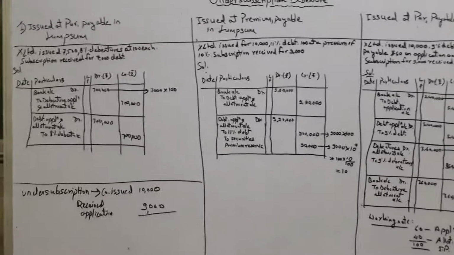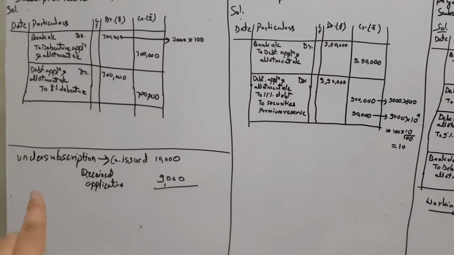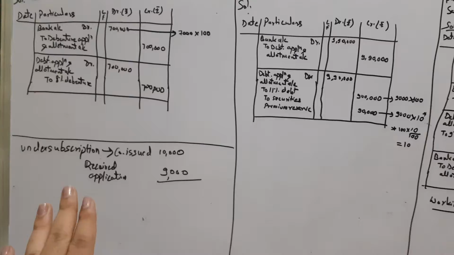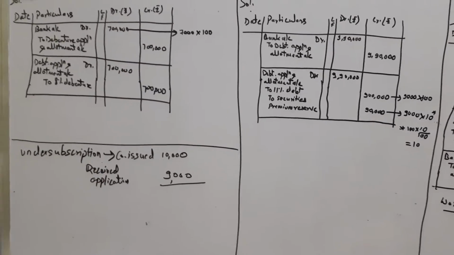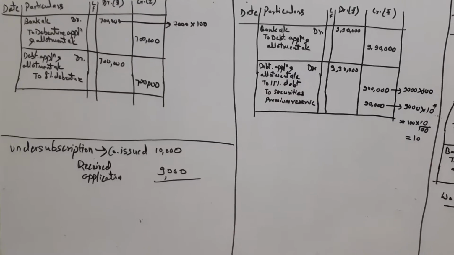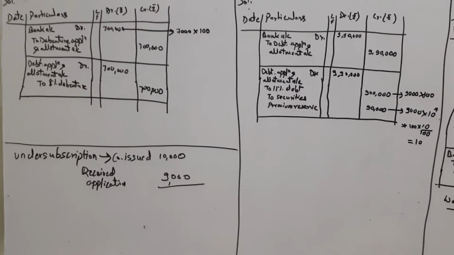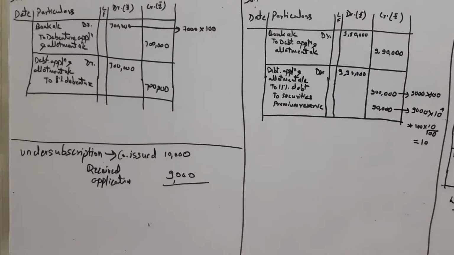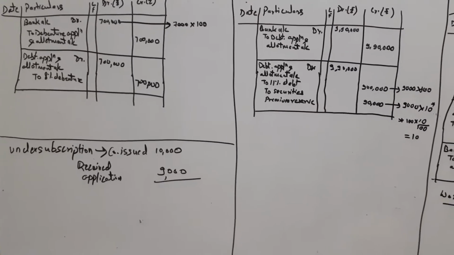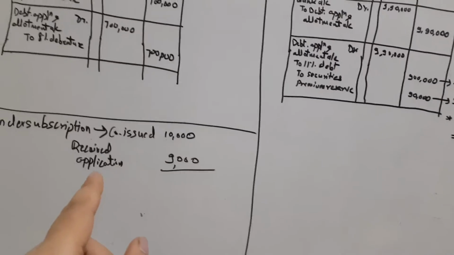So look here at this part, under subscription. When you say that it is a case of under subscription, it means that applications have been received for a lesser number of debentures than offered for subscription. Okay, applications have been received for a lesser number of debentures than offered for subscription.